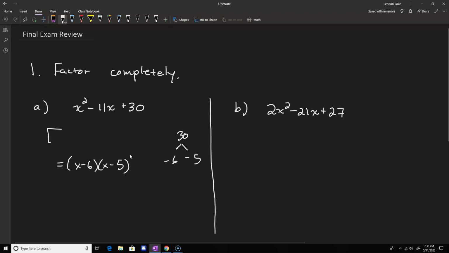If it were an equation, say it were set equal to 0, then you would set each of the factors equal to 0, and the two solutions would be x equals 6 and x equals 5, but they just asked for the factors, so that's all we have to do here.